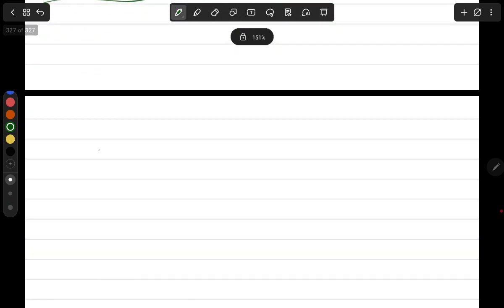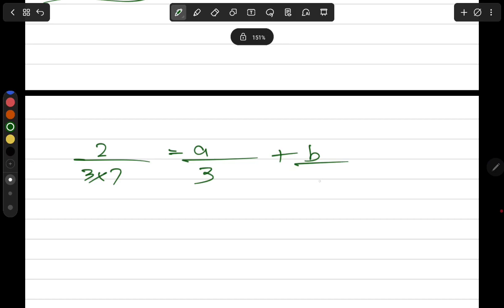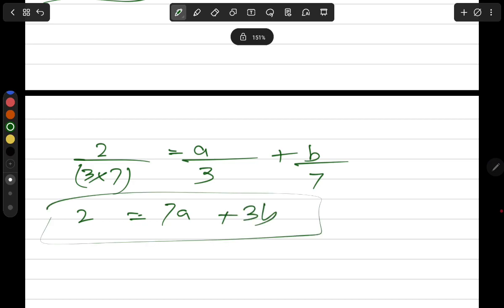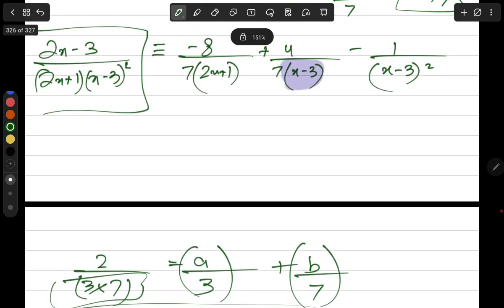So for example, if you have 2 upon 3 times 7 is equal to a upon 3 plus b upon 7, so what are you going to do? You're going to multiply this 21, which is right here, to cross multiply. So this is going to become 21 upon 3a, which is 7a, plus 21b upon 7, which is 3b, right? So this is similar to that, right? So you have to multiply both the factors here with this term, and one denominator is going to get cancelled that way. And number 4 is if you're expanding too early.